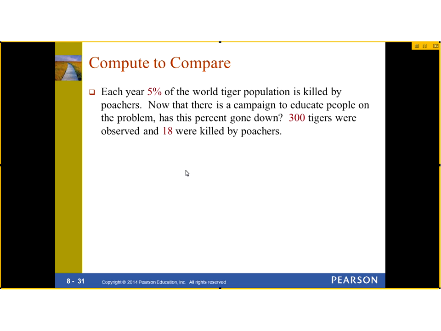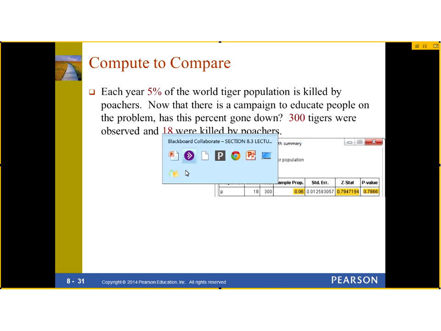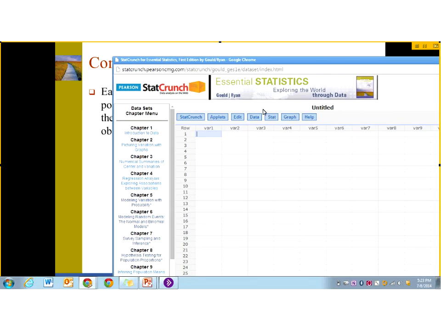Each year, 5% of the world's tiger population is killed by poachers. We have our educational campaign, and here is our output from StatCrunch. So H0: p is equal to 0.05, and our alternative is that p is less than 0.05. Okay, how do we get into that in StatCrunch?